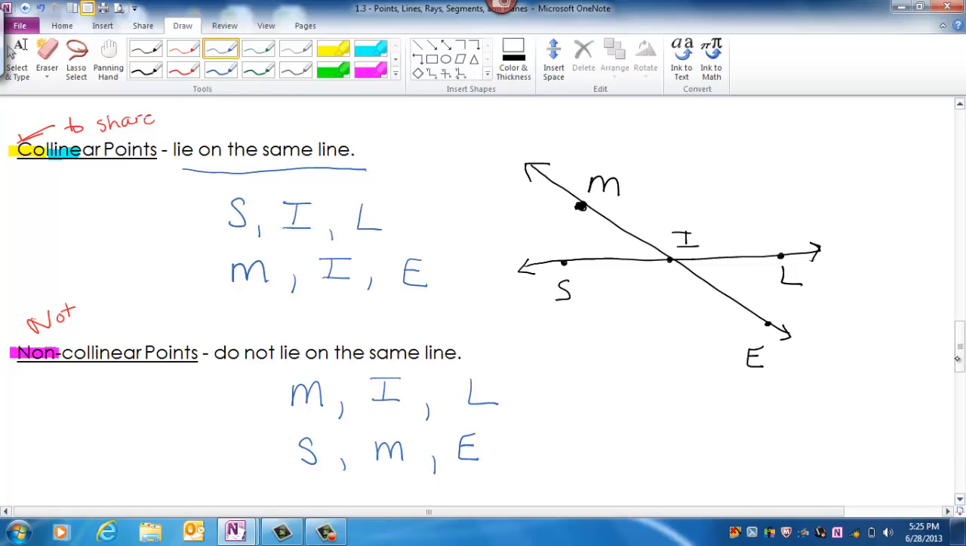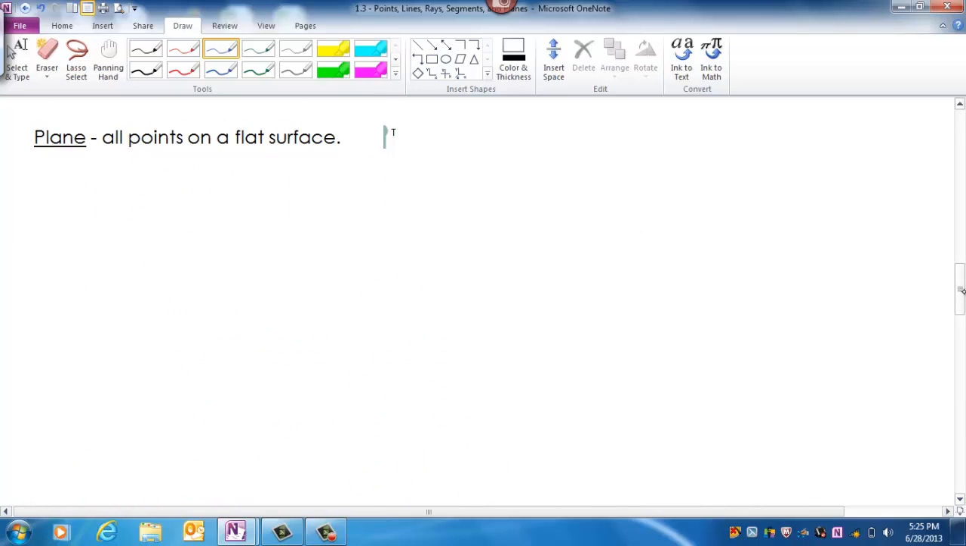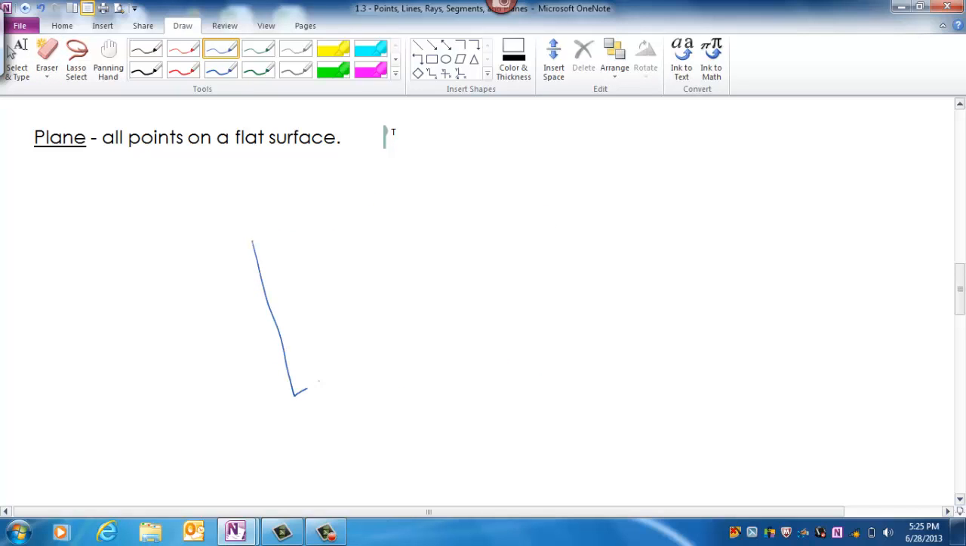Now let's go back up to the plane definition. So plane, all points on a flat surface. We'll be looking at the walls in the classroom, the surface of the walls, the ceiling, to talk about a plane. But sometimes you'll see a picture like this. And then a flat surface, you can put a bunch of points on here. So let's say this is point P, L, A, N, and E.